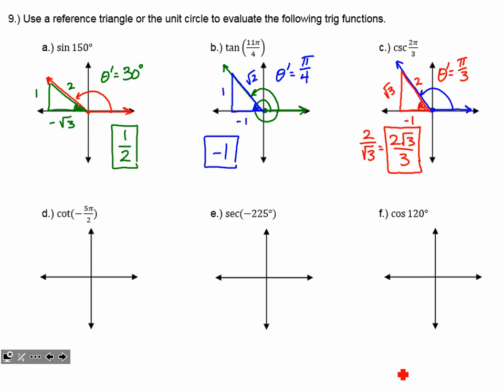Letter D, cotangent of negative 5 pi over 2. Well, let's draw that in. Negative 1, 2, 3, 4, 5 pi over 2. Oh, I fall directly on an axis there. That means I'm going to use the unit circle and this point of reference, 0, negative 1. Because the cotangent there, well, tangent is y over x. If we think about the unit circle, cotangent would be x over y. And in this case, that's 0 over negative 1, so that cotangent is 0. No reference triangle needed, because we can't construct one.